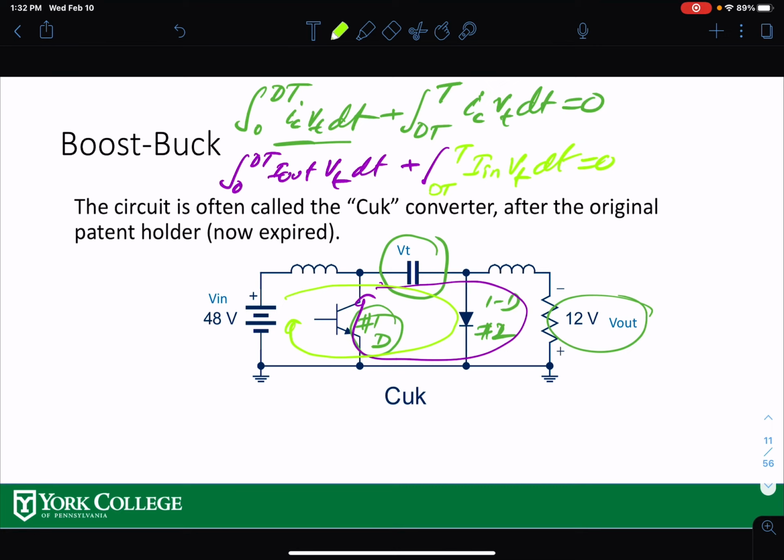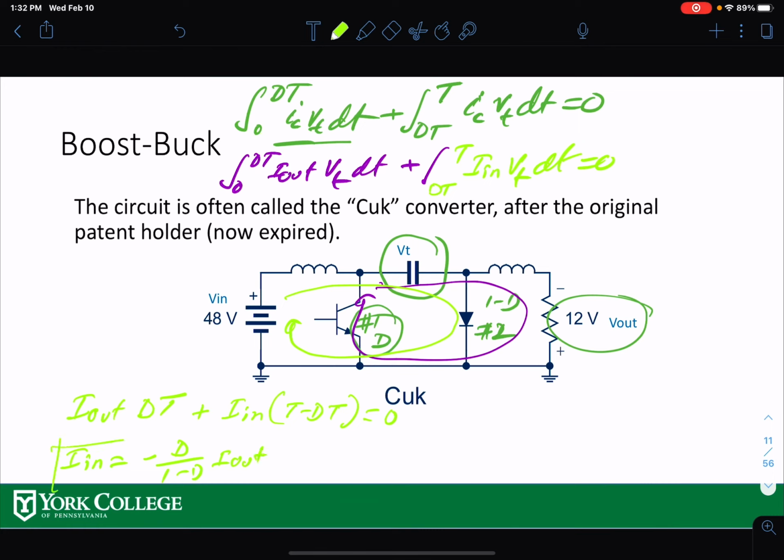So now if I do the integration and simplify it, it is I out times dt plus, since Vt cancels out here, I in times t minus dt should be equal to 0. You can take the t out now. If you take the t out, your current I in would be negative D over 1 minus D times I out, right?